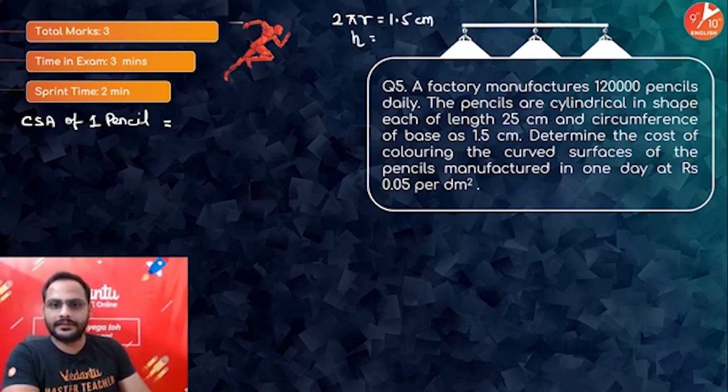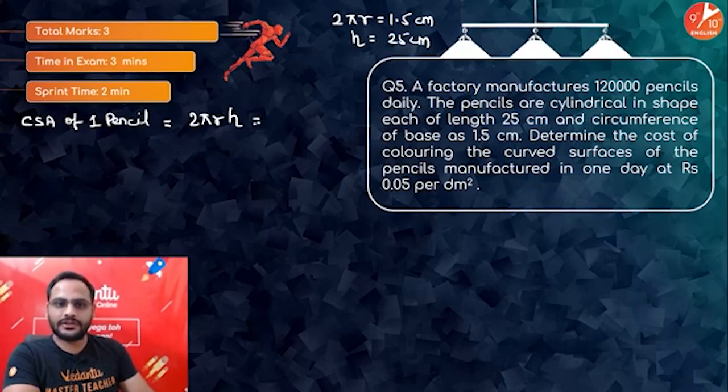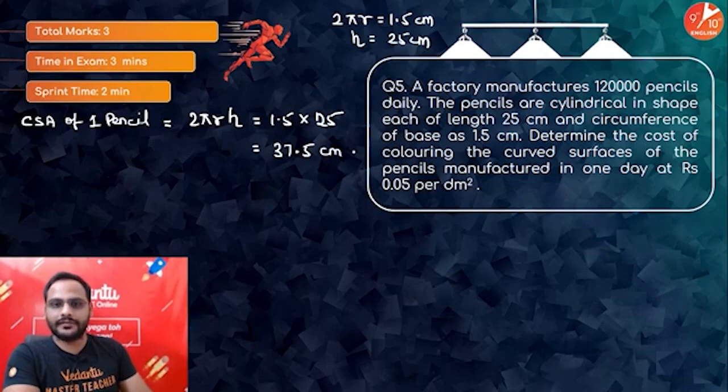And the length or height is 25 centimeter. So CSA of a pencil is 2 pi r into h. 2 pi r is 1.5, into h is 25. So what will you get? 37.5 centimeter square. This is the CSA of one pencil.